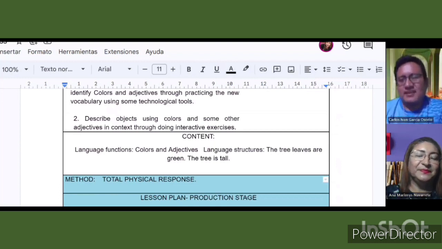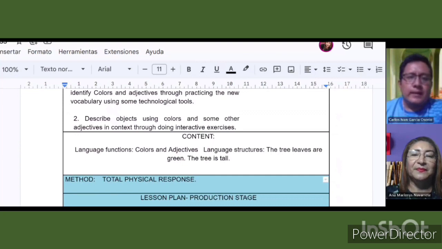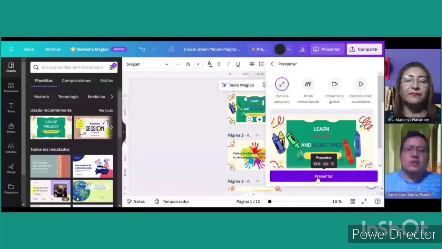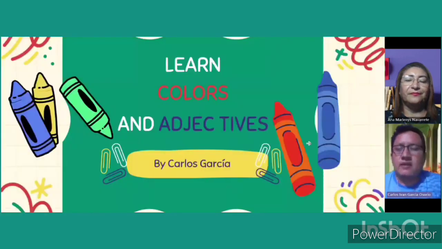Thank you. Now I'm going to share with you the first activity, that is a presentation, a Canva presentation. The first slide is with the topic. So in this case, teachers can give a little bit of information about the topic. The topic, as my classmate said before, is colors and adjectives.